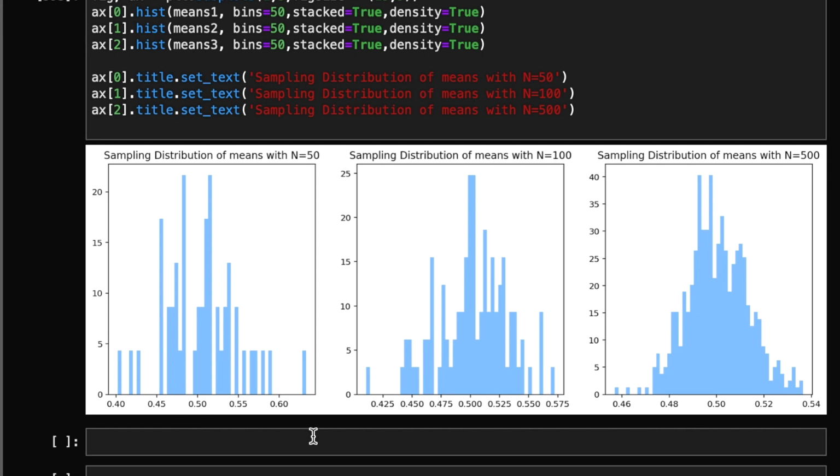In the second graph, for a sample size of 100, now the bounds are 0.425 to 0.575, and the shape looks more like a normal distribution. This one has less uncertainty and more precision. Finally, the last graph, for a sample size of 500, has a range of 0.46 to 0.54, and the values are tightly packed around the true mean.